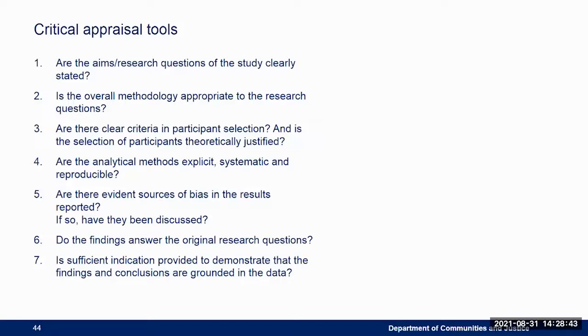And do the findings actually answer the research questions? Sometimes you find that there's a piece of research and the findings just don't marry up with the questions. So that's a big one. That would not be a high quality article or study. And the last one is, are the findings and conclusions grounded in the data? Is it clear that they've drawn these findings and conclusions from the results? So they're the 7 questions that you need to ask.